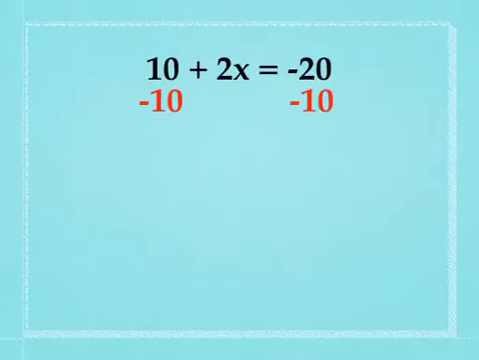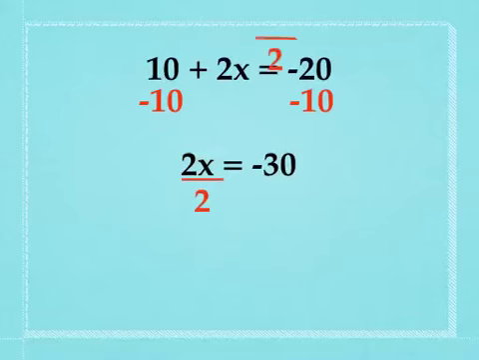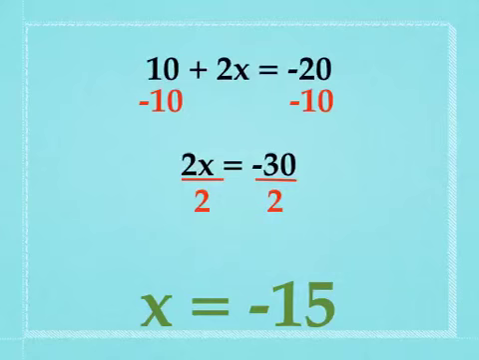When I subtract 10, 10 minus 10 goes away on the left side. And negative 20 minus 10, do not forget to use your integer rules. We have same signs, so we're going to add the numbers and keep the sign. So my equation is now 2x equals negative 30. Now I'm multiplying x by 2. The inverse of multiplying by 2 is to divide both sides by 2. And I get x equals negative 15.